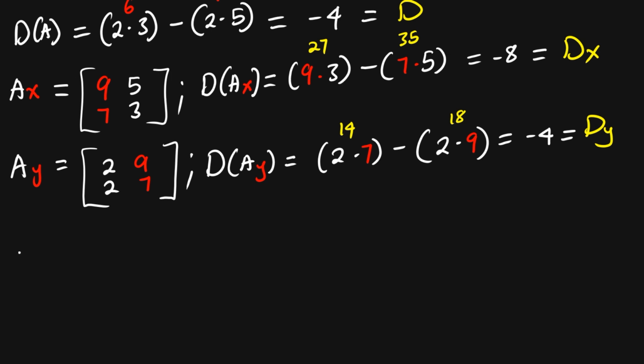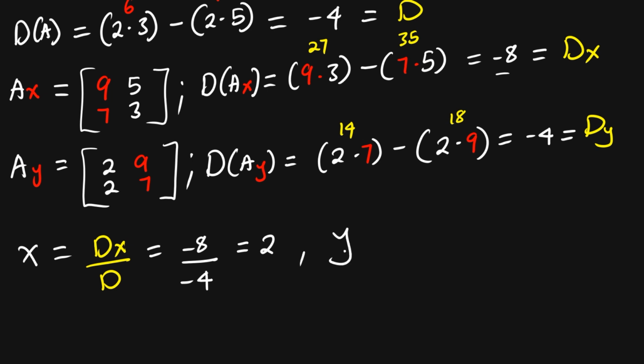From Cramer's rule, the required x will equal determinant x divided by determinant D, which equals negative 8 divided by determinant D, which is negative 4. And this will equal negative 8 divided by negative 4, same as positive 2. And the required value of y will equal determinant y divided by determinant D, which is negative 4 divided by negative 4, we get positive 1.